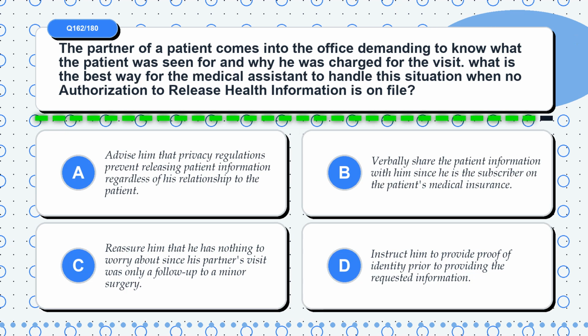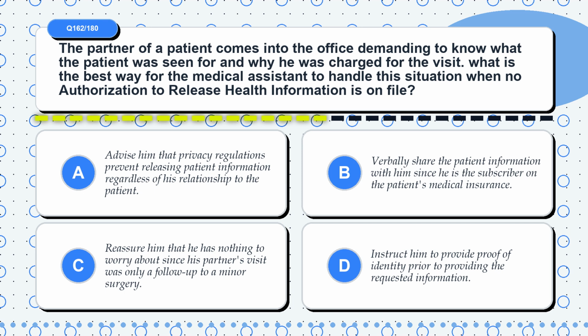Question 162. The partner of a patient comes into the office demanding to know what the patient was seen for and why he was charged for the visit. What is the best way for the medical assistant to handle this situation when no authorization to release health information is on file? Here are the options.